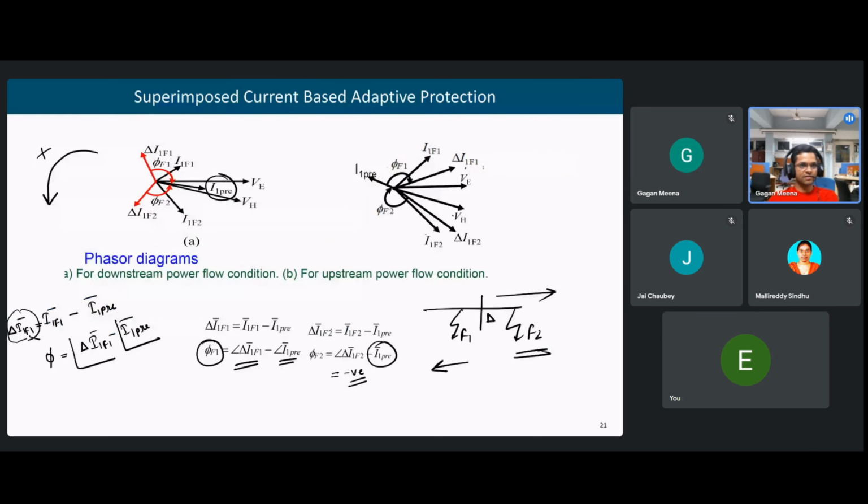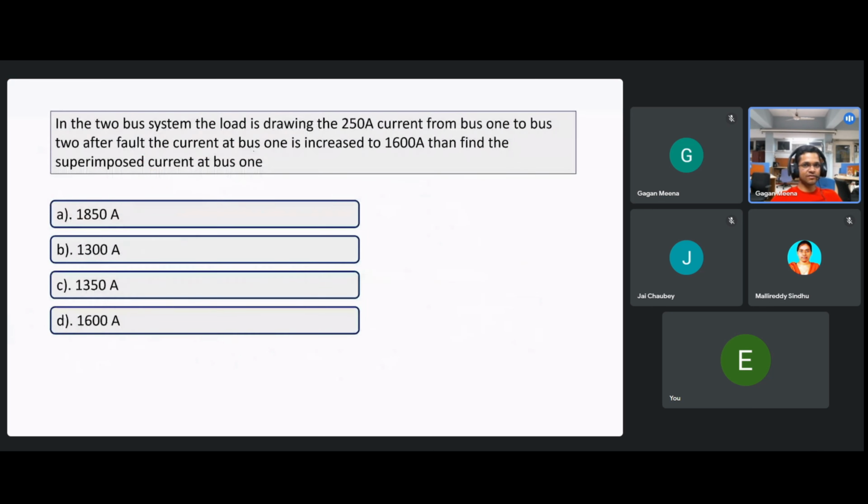This question is done. The next question is this: in the two-bus system, the load is drawing 250 ampere current from bus 1 to 2. Here we have a load which is drawing 250 amperes, and when there is a fault at bus 1, the fault current at bus 1 is increased to 1600 ampere. So what will be the superimposed current at bus 1?